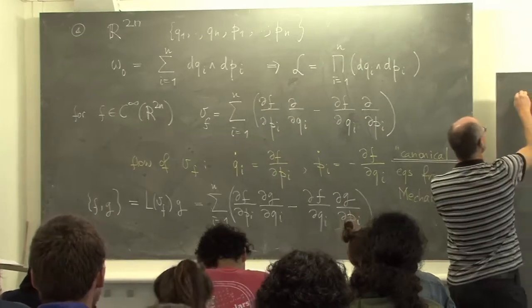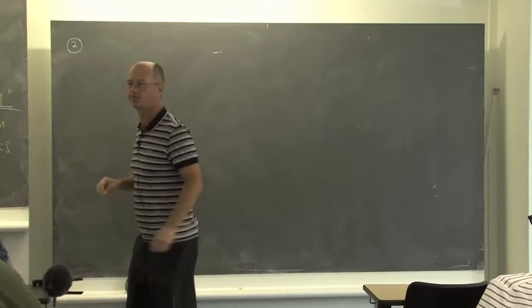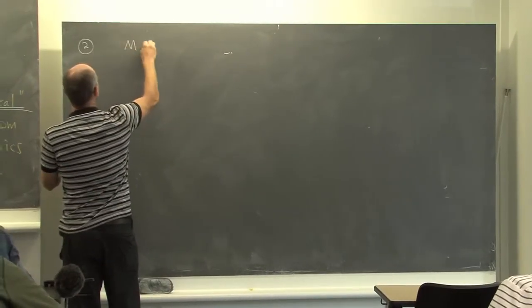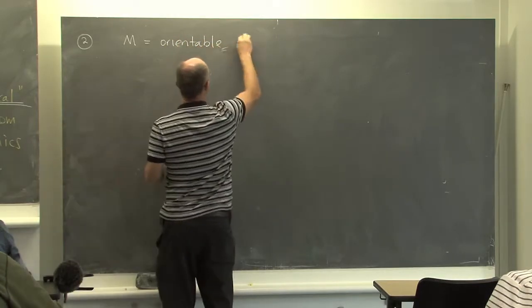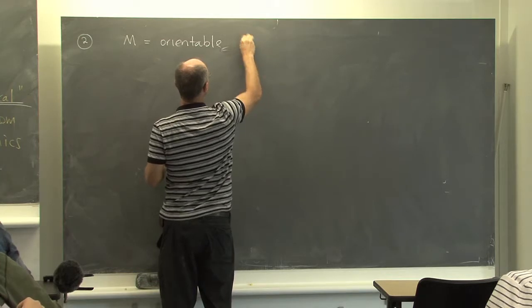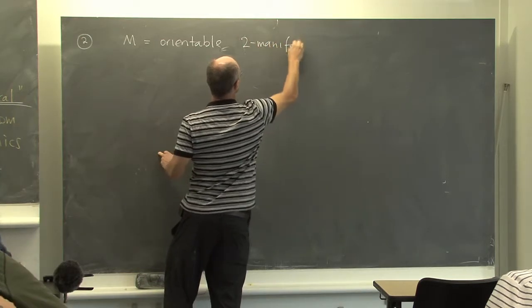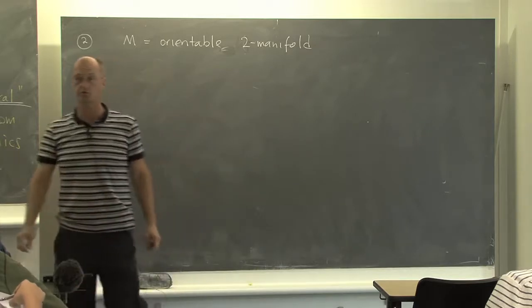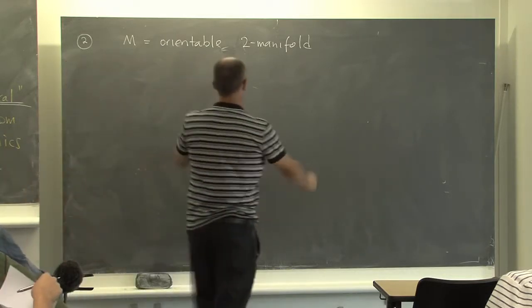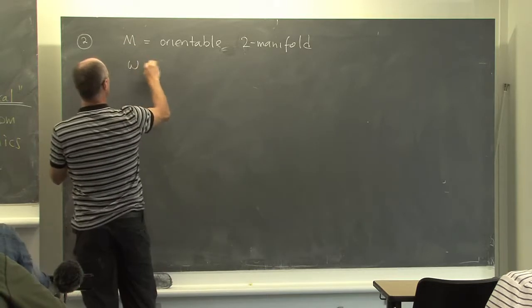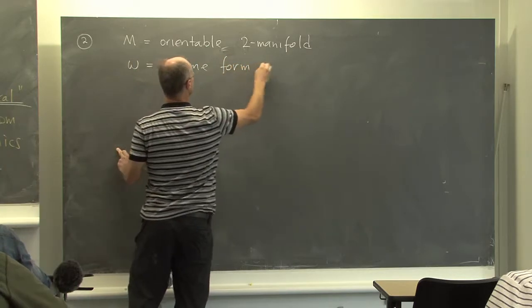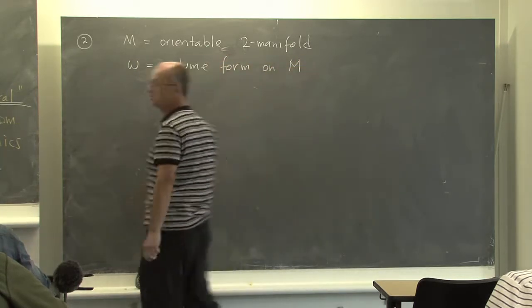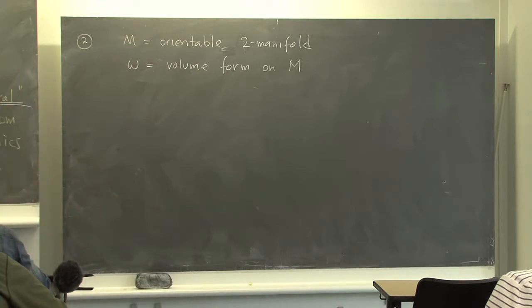So the second example. M is an orientable manifold of dimension 2, and omega is any volume form on M. Since by assumption M is orientable, those volume forms exist. There are many of them.